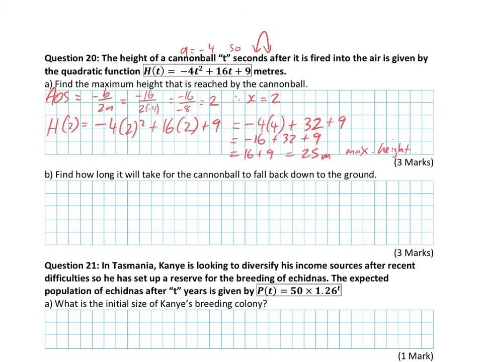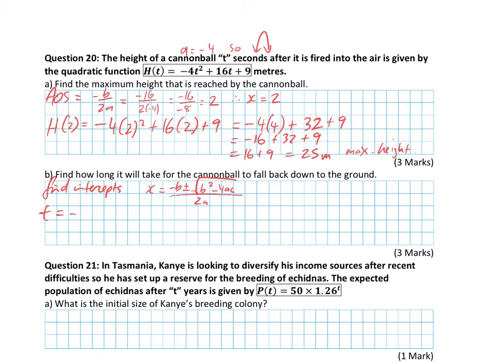Find how long it will take for the cannonball to fall back down to the ground. So the ground is going to be when the height is 0, so we're looking for the intercepts. Find intercepts. The x-intercepts. How do we do that? By solving the equation for the x, or in this case it's going to be t. So t, using the quadratic formula, well, I'll remind you of the quadratic formula, negative b plus or minus root b squared minus 4ac on 2a.